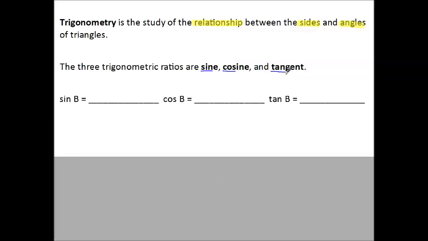So this first ratio here to the left is the sine of B, and B is always an angle, and it's actually one of the acute angles of a right triangle. We don't use it for the right angle. We use it for one of the acute angles. The sine of the angle B is the ratio of the length of the opposite side over the length of the hypotenuse.